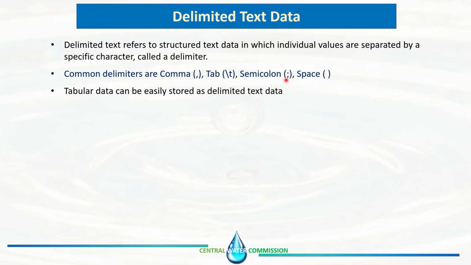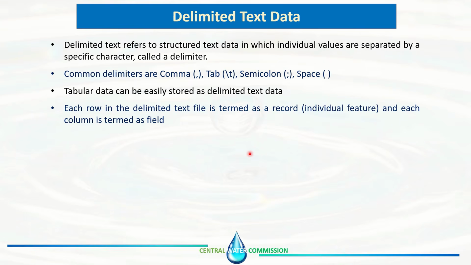Any structured tabular data can be easily stored as delimited text data, mostly like CSV files or TSV files. Each row in the delimited text file is termed as a record, whereas each column is termed as a field. In terms of vector data, if you open a vector data attribute table, you have the columns which are known as fields, and individual rows are records which correspond to individual features.